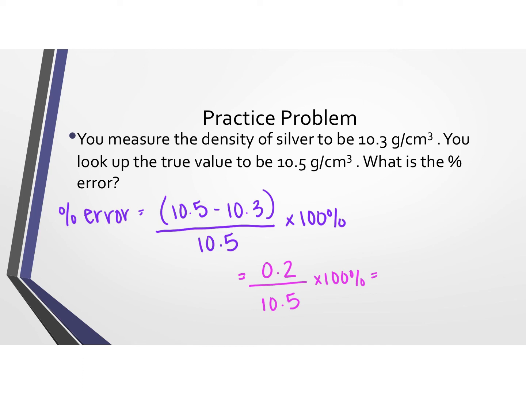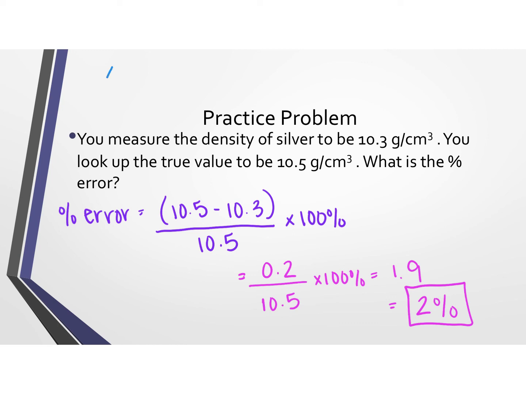So if you do 0.2 divided by 10.5 times 100, what full number do you get in the calculator before you round it? 1.9. Okay, and we're going to round it to that 1 sig fig. So we're going to round it up to 2%. Okay, are we okay on how to calculate that?